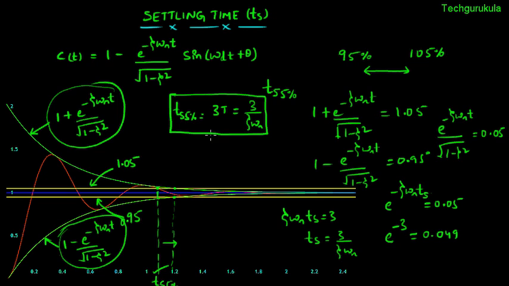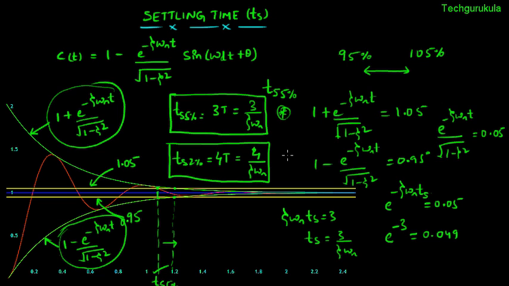And similarly, we have a 2% settling band, t_s 2%. If you compute, the exponential should be e power minus 4 to get 0.02 approximately. So we will get 2% settling time is 4 time constants, which is 4 over zeta omega n. So these are the formulas for 5% settling time and 2% settling time.